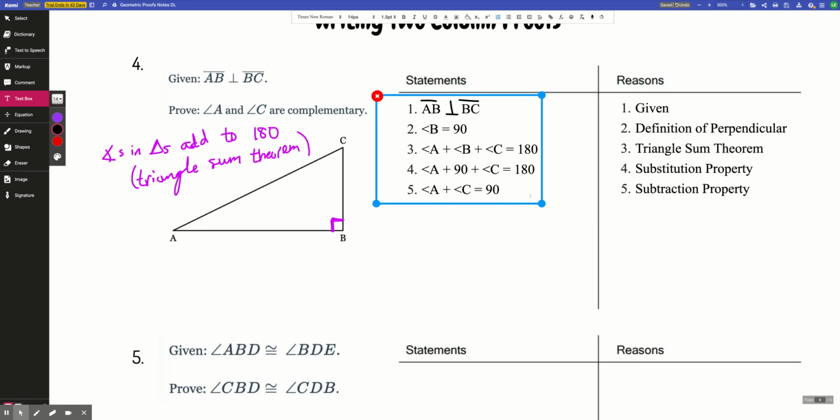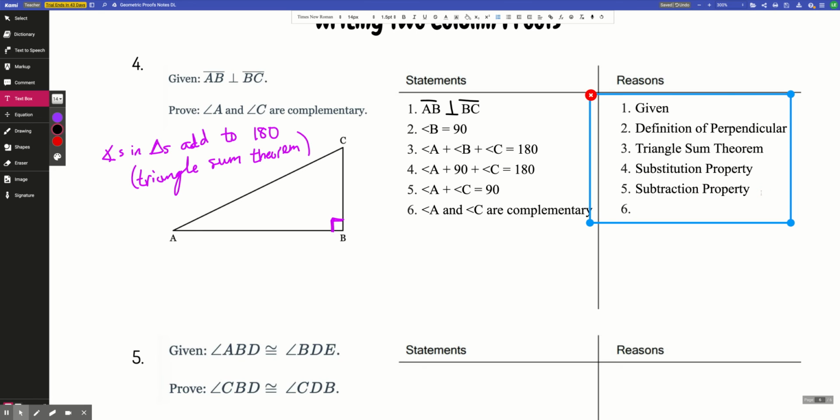All right, so now I have this equation, angle A plus angle C equals 90. And my end goal is to show that A and C are complementary. Well, I know that complementary angles add up to 90. So I have two angles there that add up to 90. So I'm at the end of my proof. I can say angle A and angle C are complementary. Okay, and the reason that I can say that is because I'm taking the equation for complementary and converting it to the definition, right? So I'm using the definition of complementary.